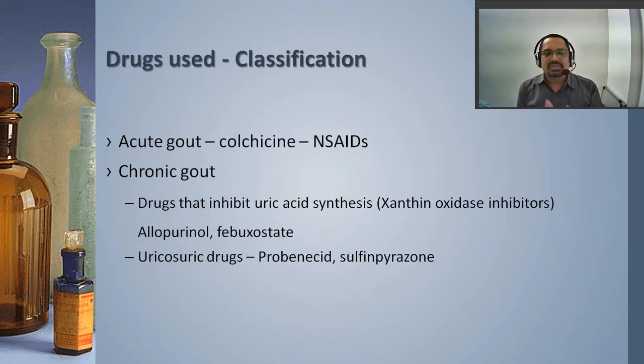As far as the drugs used in this condition are concerned, there are two categories of drugs listed over here. For acute gout, colchicine or non-steroidal anti-inflammatory agents are used, whereas for chronic gout, drugs that inhibit uric acid synthesis, that is xanthine oxidase inhibitors, are used. An example is allopurinol. The next category is uricosuric agents like probenecid, which increase the excretion of uric acid from the body.